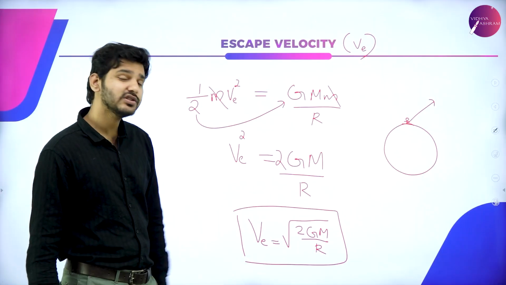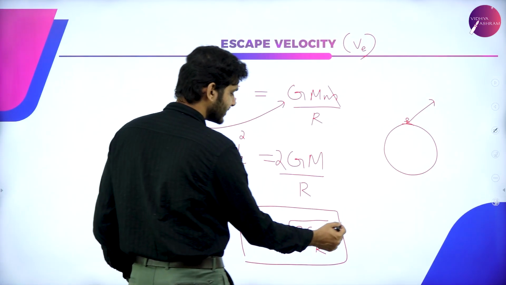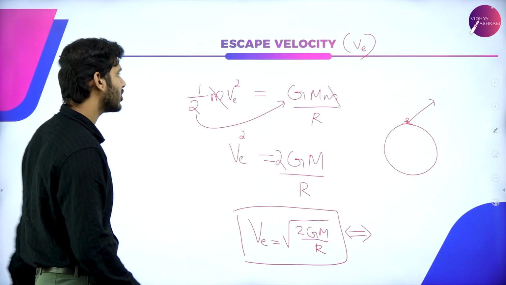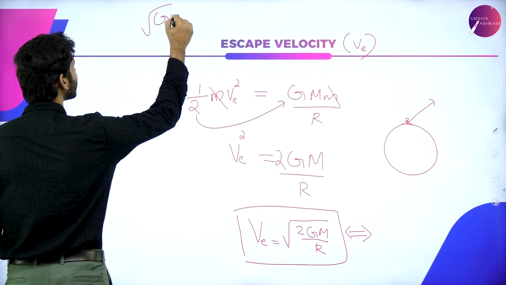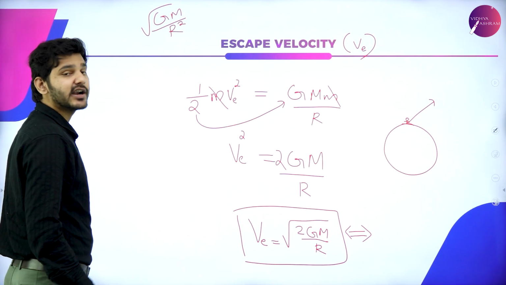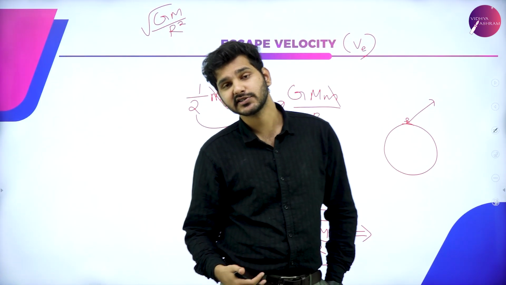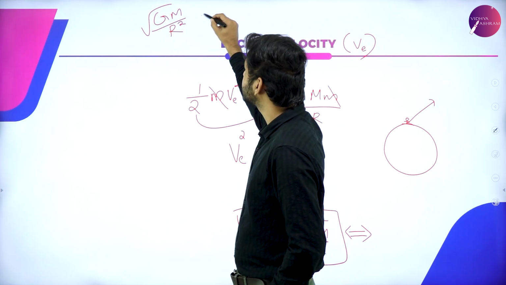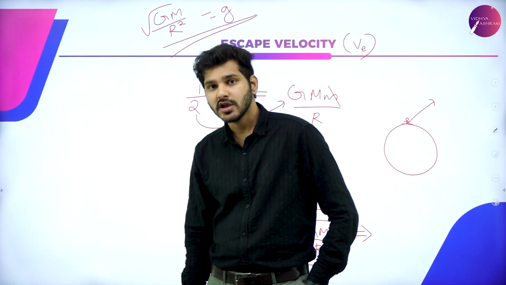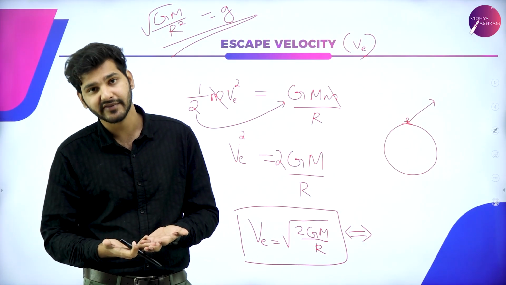Okay, so one more trick is there. Instead of this, we can actually modify this equation because we already found out what root of GM divided by R was. We already know what GM divided by R square is. So root of GM by R square was nothing but small g. We found that in the previous class. So root of GM by R square is nothing but acceleration due to gravity g.